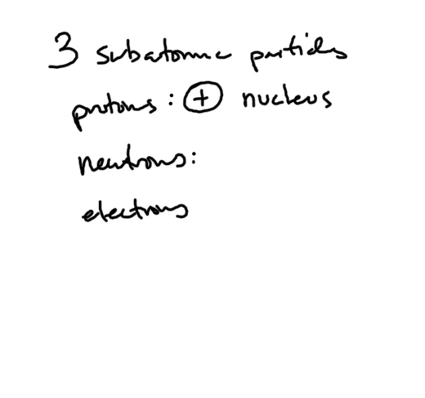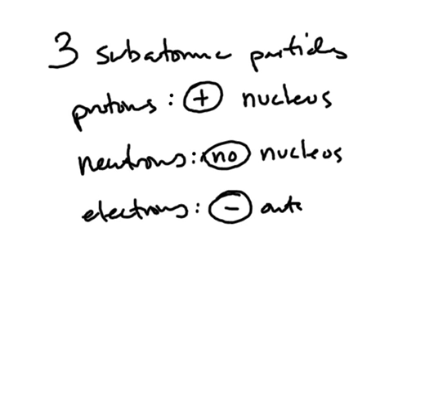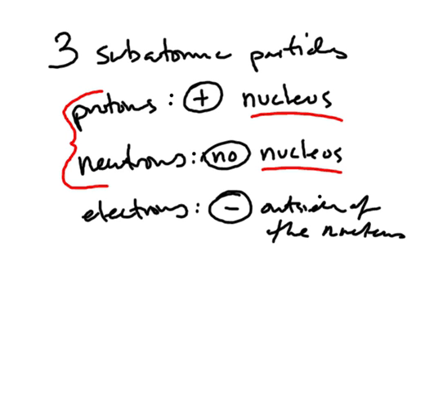Your neutrons have no charge, and they are also found in the nucleus. And your electrons are negatively charged, and they are found outside of the nucleus. Okay? So, it's important to note that we actually can call these two things a special name because they both are in the nucleus. We call them nucleons. Those nucleons, they're going to contribute to the mass of an atom.